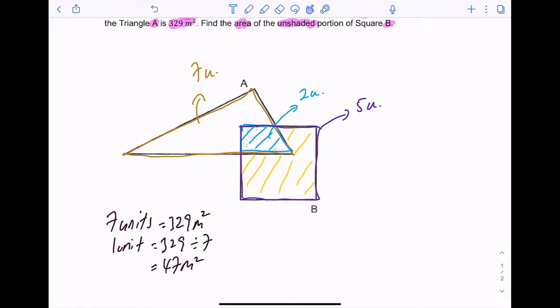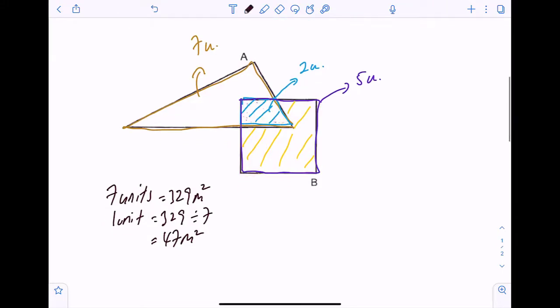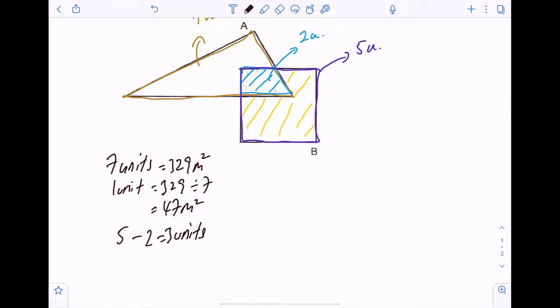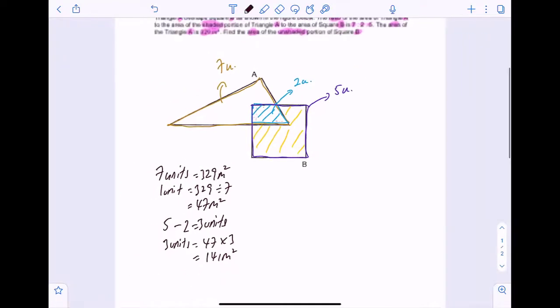Alright, so the unshaded part again is the yellow part here. Be careful, you need to take 5 units minus 2 units, because you need to take away this shaded part first. So 5 minus 2, there will be 3 units. And 3 units is something we need to find: 47 times 3 is 141 square meters. Final answer for this question.